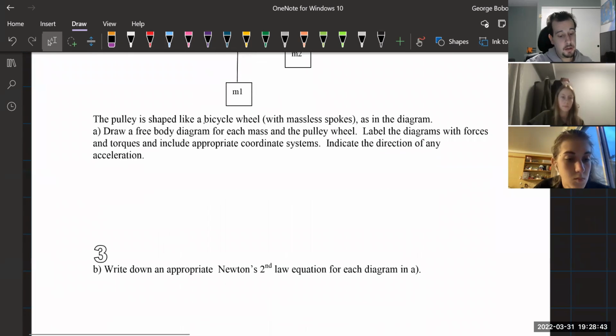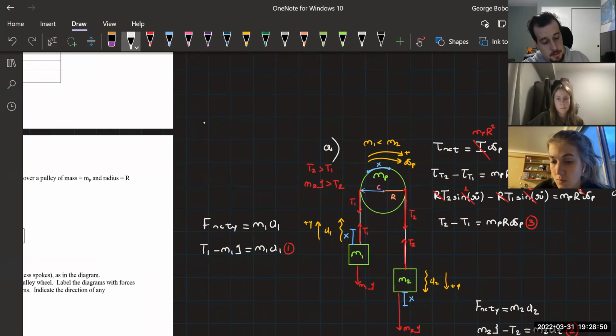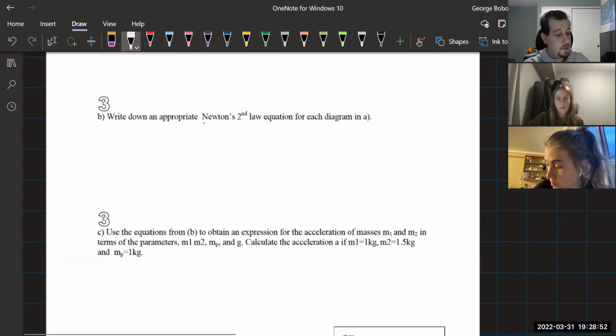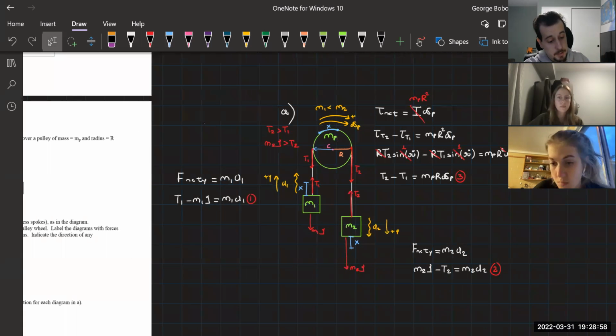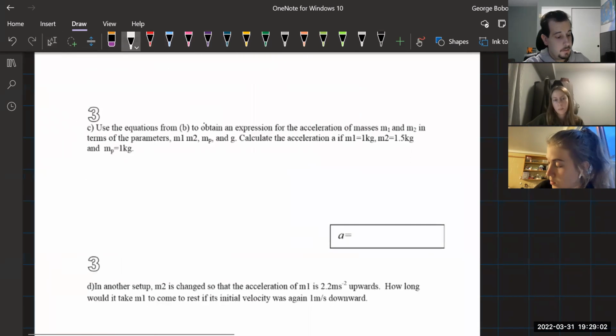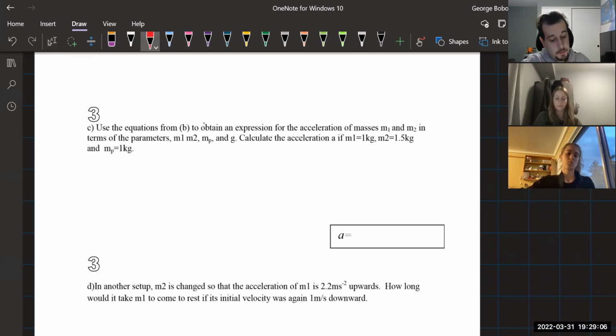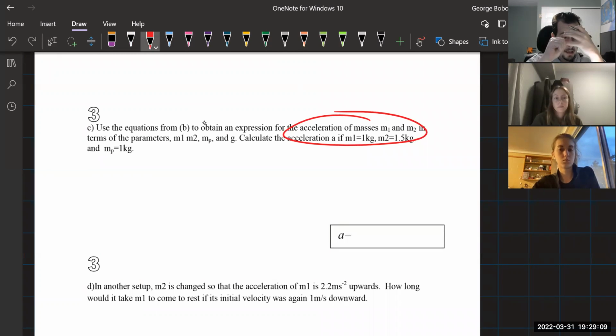So draw a free body diagram, label the diagram, whatever. This was A, I guess. B, write down an appropriate Newton's second law for each diagram in A. Okay, that's A and B, I guess. Use the equations from B to obtain an expression for the acceleration of the masses M1 and M2 in terms of the parameters M1, M2, MP, and G.